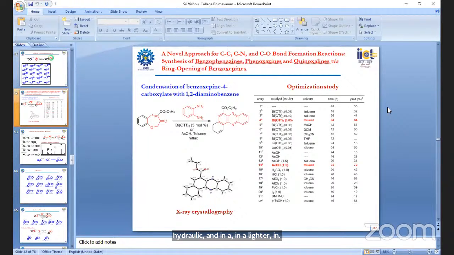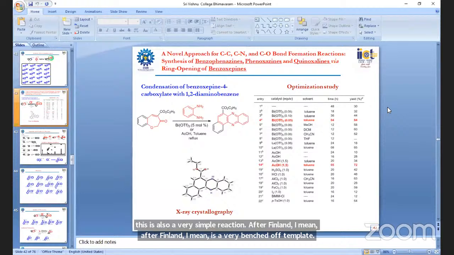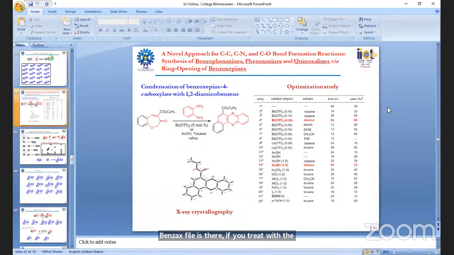How can you make other heterocycles by taking the benzoxazine? Simple reaction. Now this is also a very simple reaction. Orthophenylenediamine is a very benchtop chemical. It will be available anywhere. Whatever the benzoxazine is there, if you treat it with phenyl-1,2-diamine in the presence of a Lewis acid, you can use bismuth triflate. You get the benzophenazine.